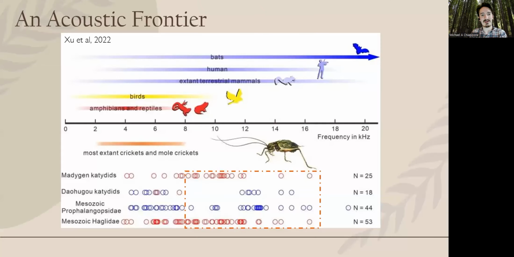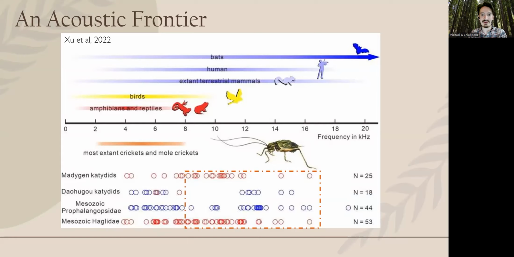Not only this, but this higher frequency range that you don't see in modern crickets and katydids is actually an acoustic frontier. None of the other animals in their ecosystems, like amphibians, reptiles, or early synapsids and such, could actually hear in these frequency ranges. You can see this for modern amphibians and reptiles. Their hearing ranges don't extend past around 8,000 hertz.